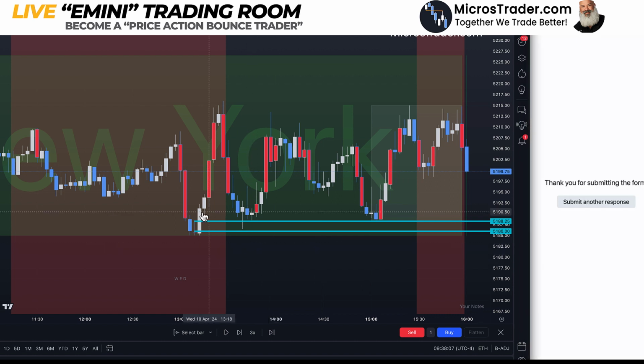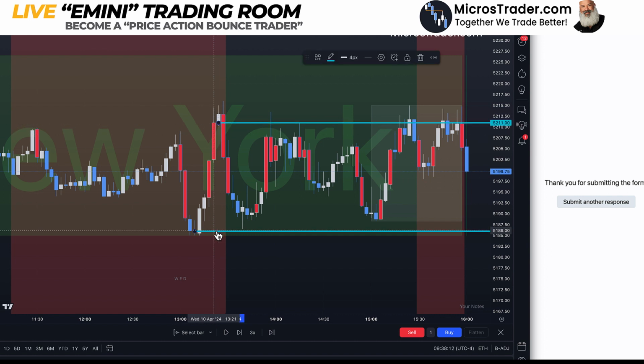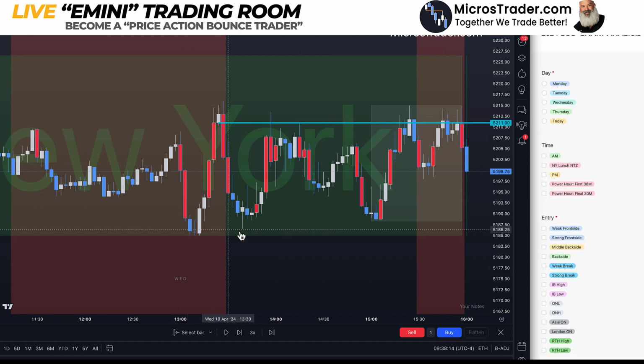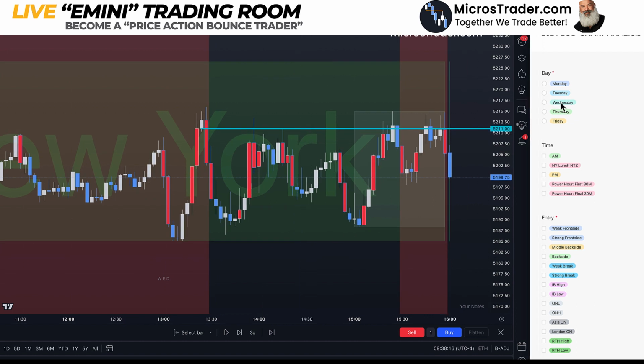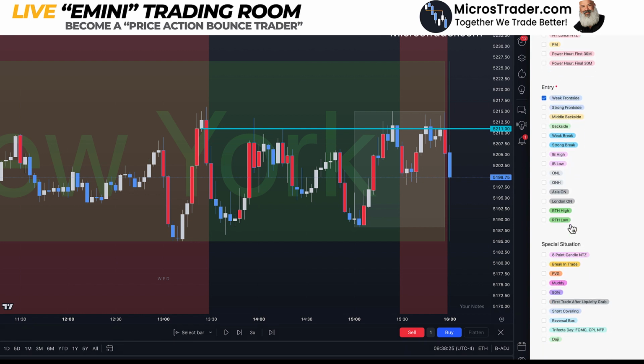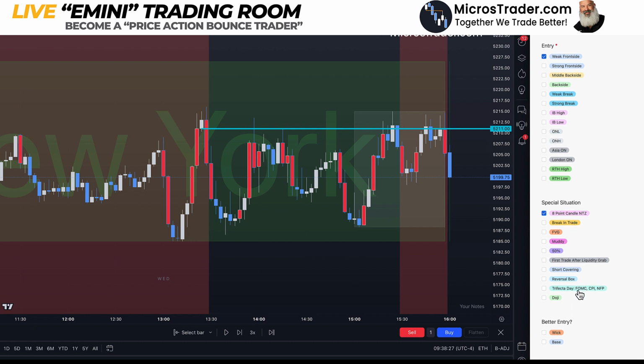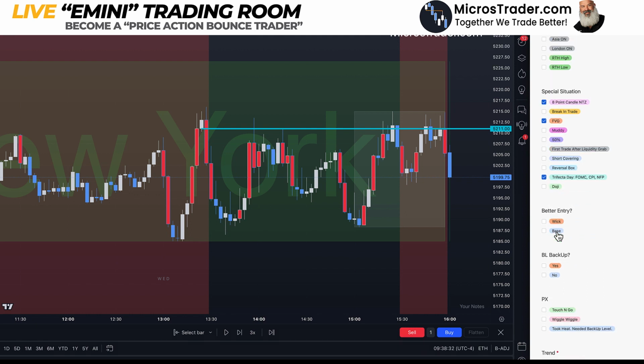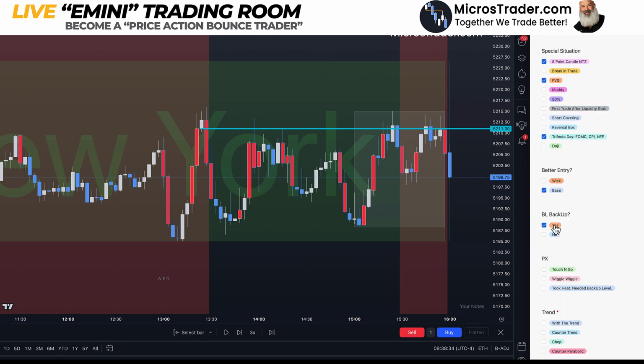Submit. Now you got this front side up here. Wick or body. Well, in this case, the body would have been the better entry. You took less heat. So we got Wednesday, PM session, a weak front side. You are certainly in 8-point candle land. You are certainly on the trifecta. It's in a fair value gap. The base would have been better. I'm going to say you did not have a break level backup.